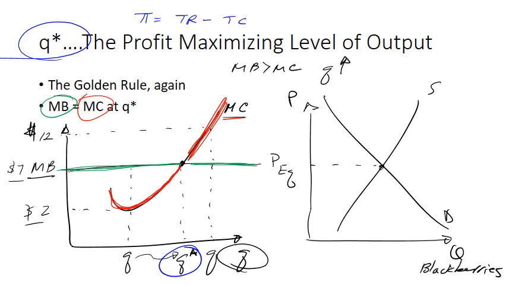Keep making more when MB is bigger than MC. When MB is equal to MC, stop. And never go beyond where MB equals MC because you're giving your money away.